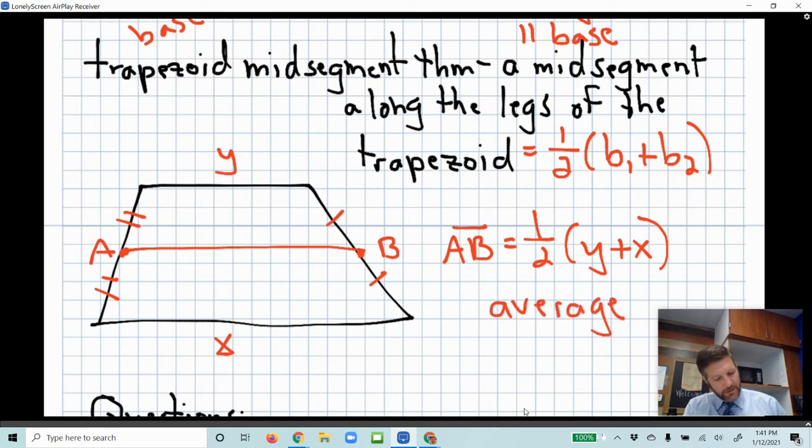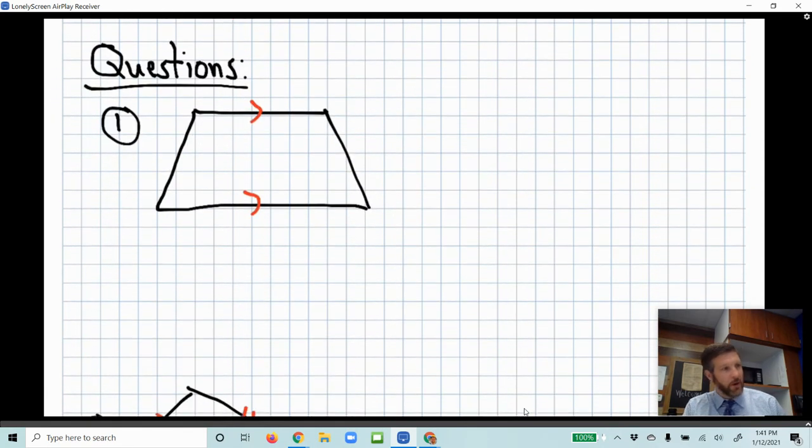So if I were to say this is 2 and this is 6, then I would know that the midsegment is 4, as an example. And that's what the trapezoid midsegment theorem says. So we got kites, trapezoids, and the theorems. Let's take a look. The questions are simply looking at the special characteristics or superpowers of each shape.